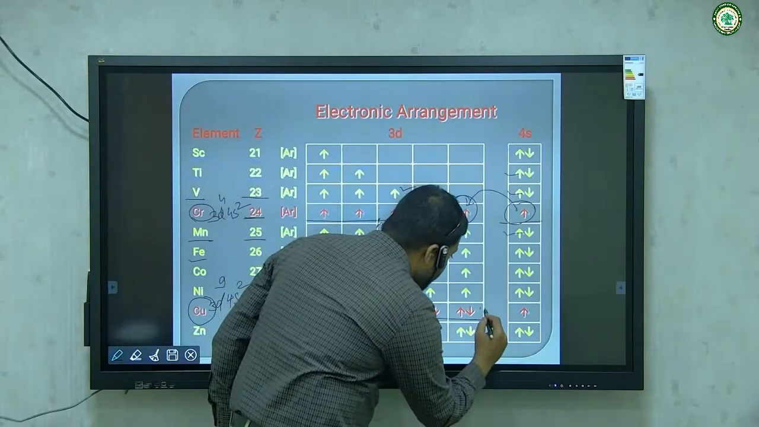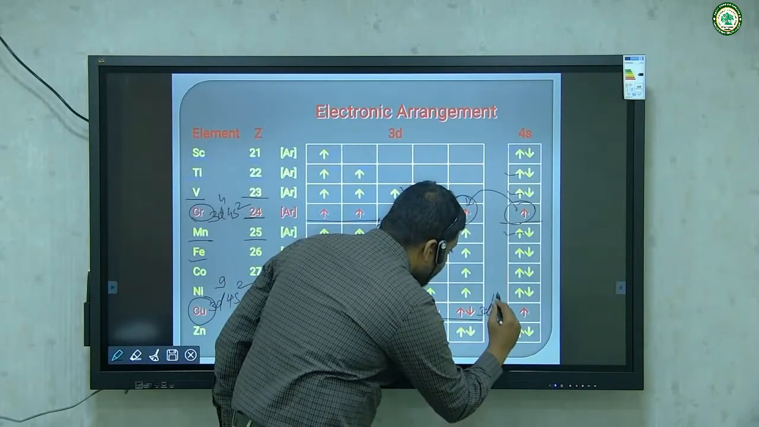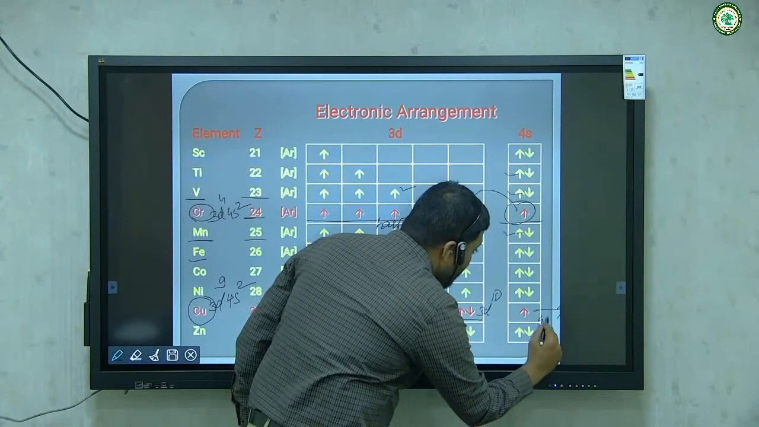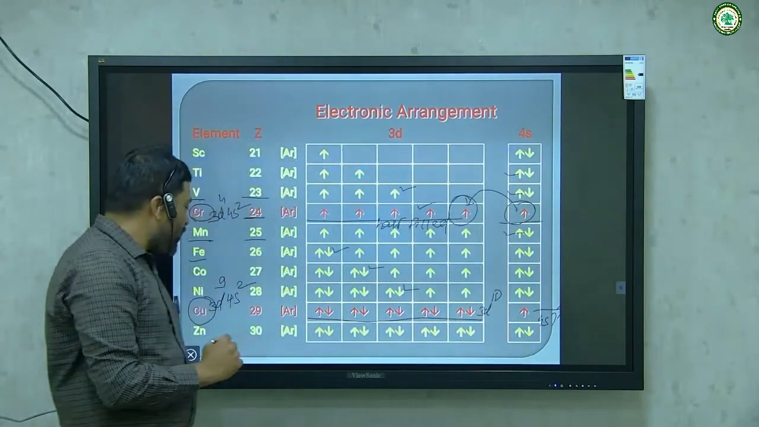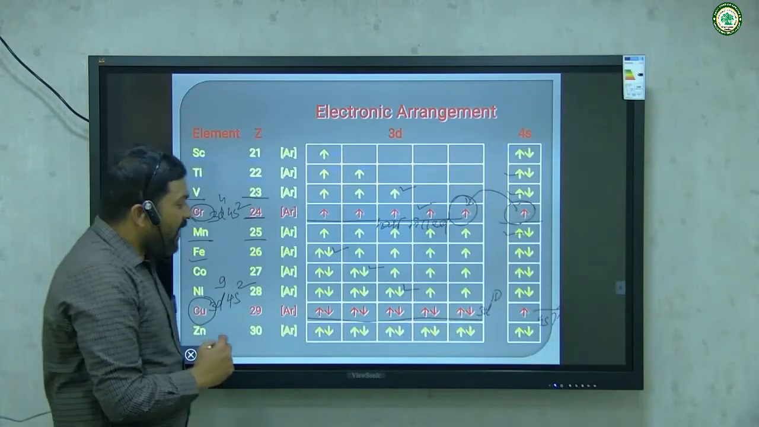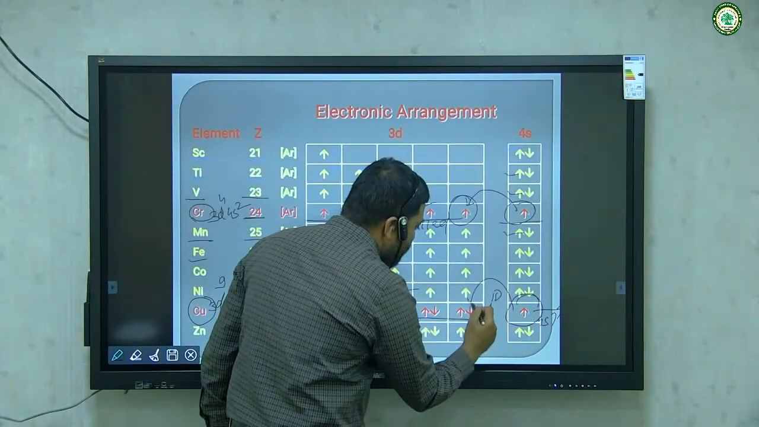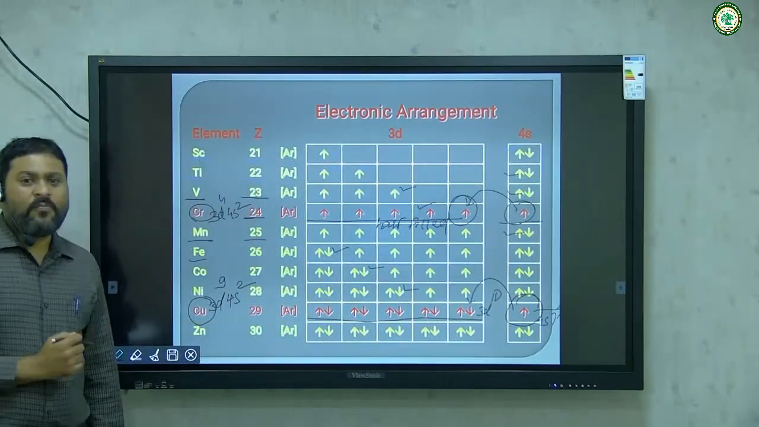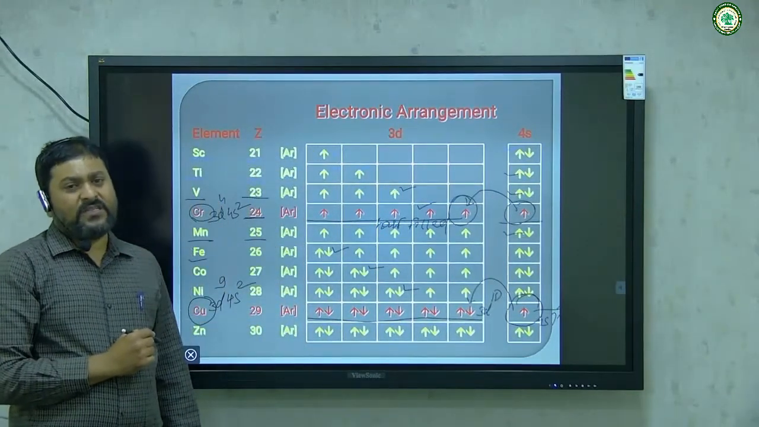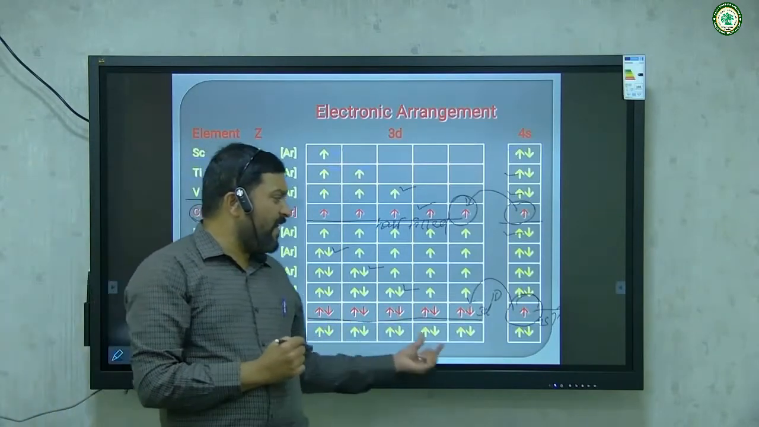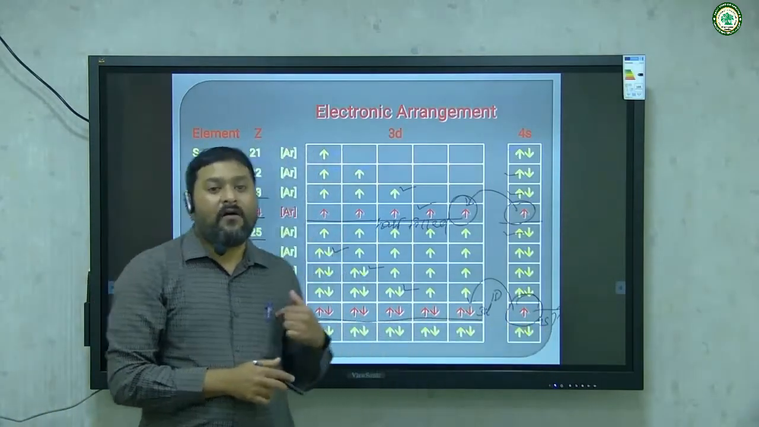What happened? Here 3d10, and here we observed 4s1. Means what? Here again, one electron from the 4s subcell jumped into the 3d subcell, and the 3d subcell is completely filled and the 4s subcell is half filled.